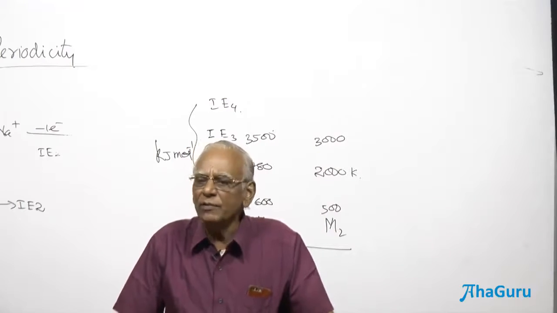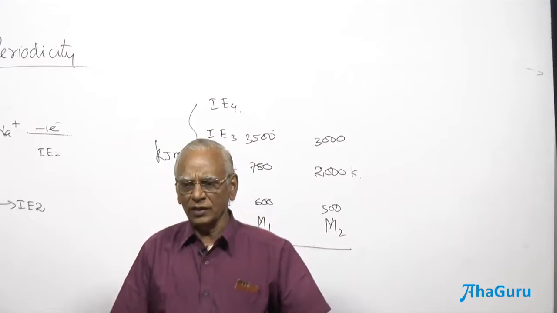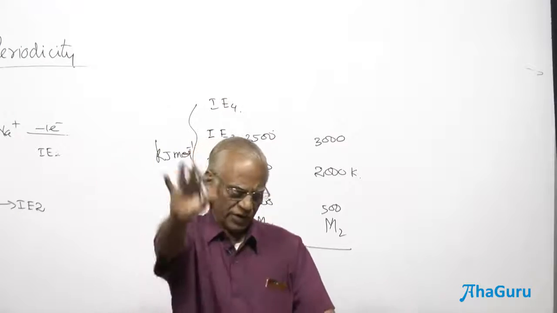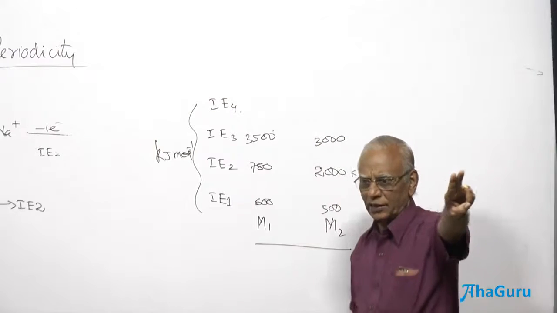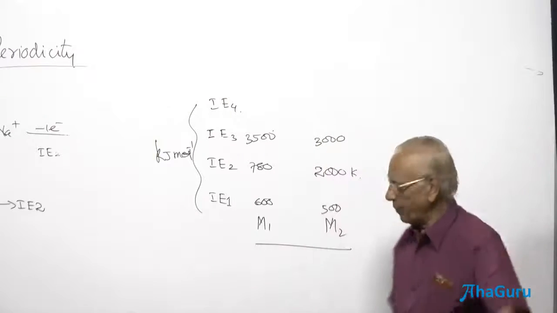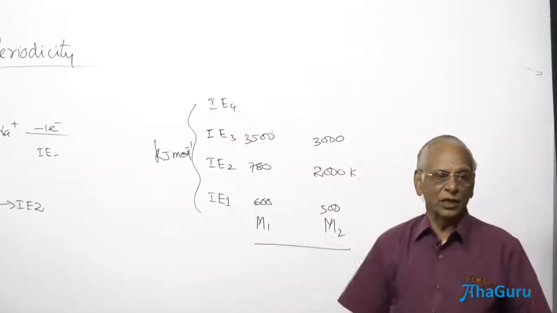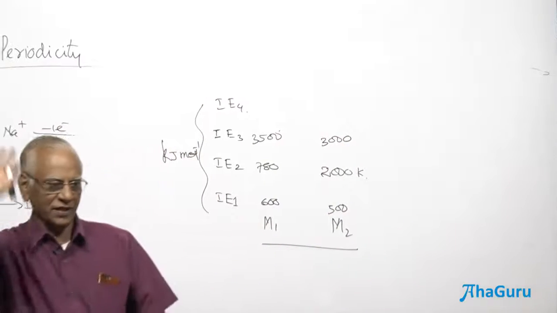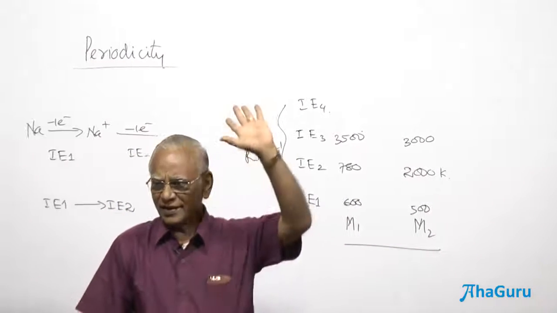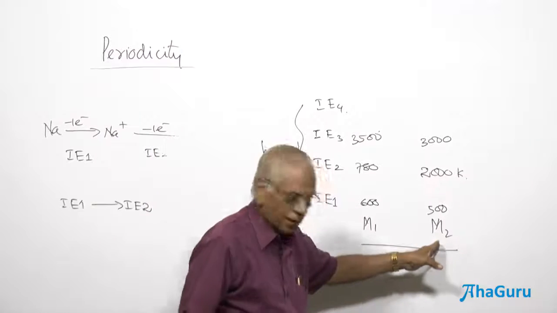Are you able to identify whether M1 is going to be which of the two? The options are only two. One of them is going to be an alkali metal, one of them is going to be an alkaline earth metal. Based on the pattern of the ionization enthalpy here, who is going to tell me? How many of you are able to say that this is going to be the alkali metal?